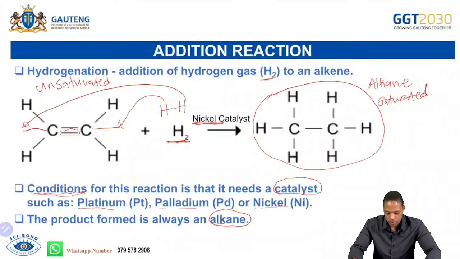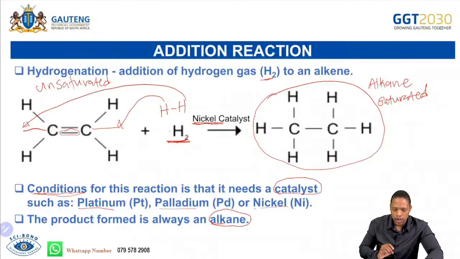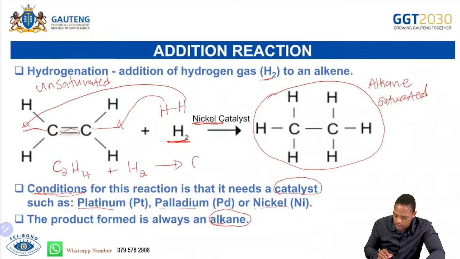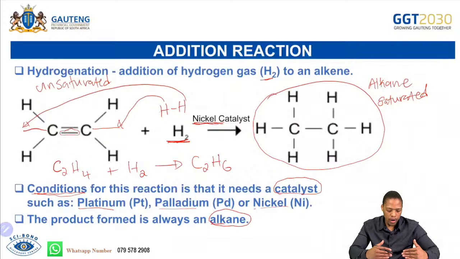So you're always going to go from alkene to alkane in a hydrogenation reaction. Okay? Now, after you have drawn the structural equation, you should be able to also do it by using molecular formulas to say C2H4 plus H2 will always give us what? C2H6. This is the equation written using molecular formula. This one is the equation written using structural formula. Okay, you should be able to do this.